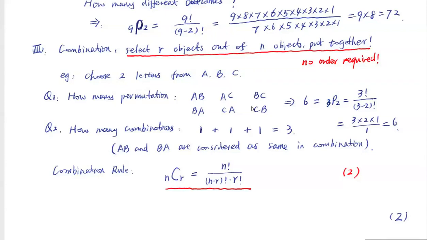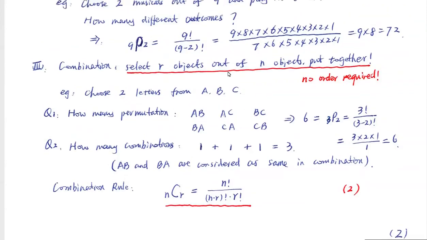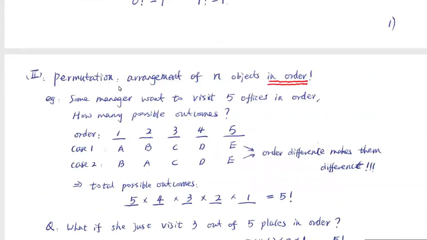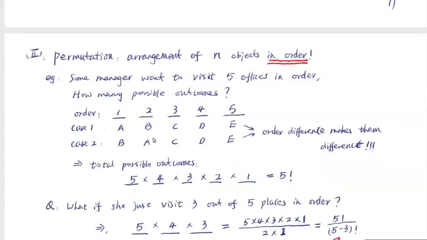So we have learned the permutation. What does that mean? That means we want to put all these subjects together, and we care about the order, right? Which one first, which one second? When we switch the order, we consider them as different cases, different outcomes. So that's the permutation. We care about order.